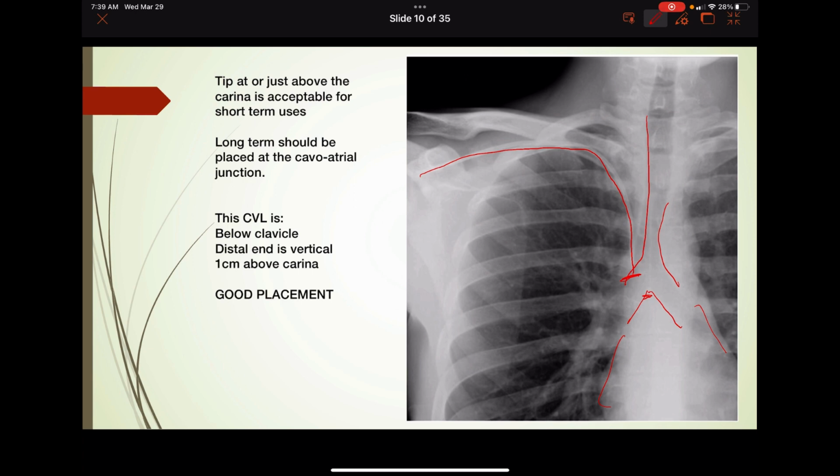I would be happy with that placement, short-term placement. Again, if it's long-term, you probably want it down a little lower, down around the cavo-atrial junction area. But I'm happy with that placement. This end is vertical again. You want to make sure that that's not abutting a vessel wall, and usually you get it when it comes across from the patient's left side before it makes a turn.